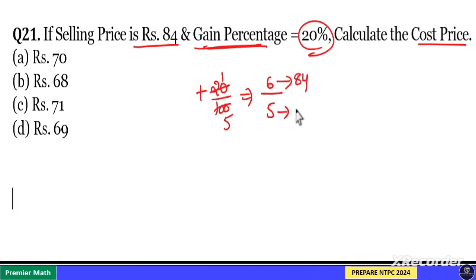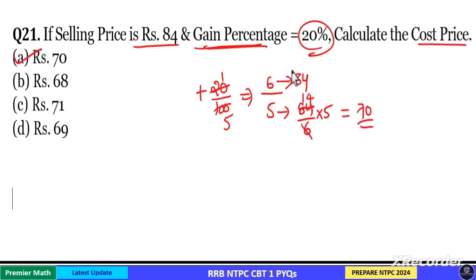Then we have to find the cost price, 5 parts, which is equal to 84 by 6 into 5. 1 part is 84 by 6. Then 5 parts is 84 by 6 into 5, which is equal to: 6 goes 1 time in 8, 4 times in 24. 14 into 5 is 70 rupees. Option A is your answer.